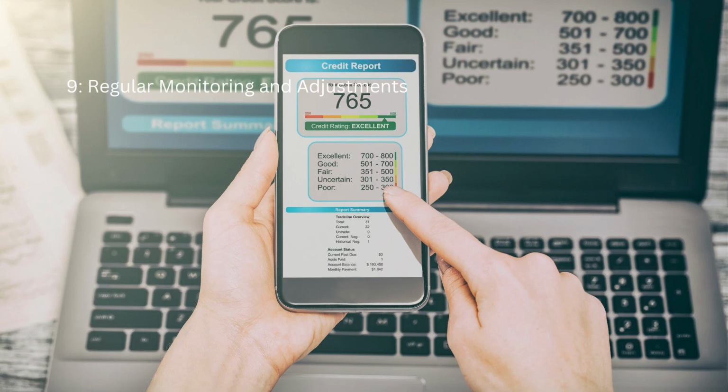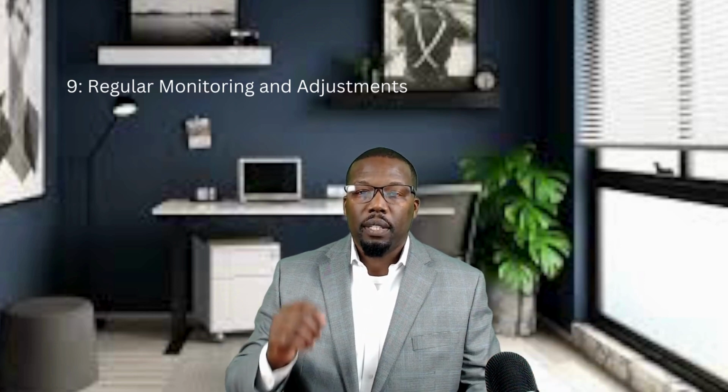Number 9, regular monitoring and adjustments. That's important. Continuously monitor the progress of your debt repayment, like the credit card example that I shared with you. You paid off the lowest, now you're dealing with the highest interest rate card, and maybe you have done a consolidation. Stay on top of your debt management goal. Do not let it bog you down. Do not get complacent. Have a goal and stick to it, and that creates discipline to achieve what you set out to do.